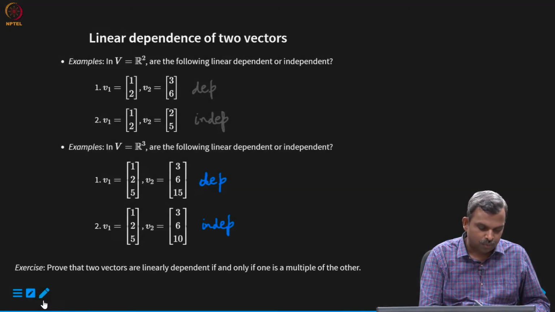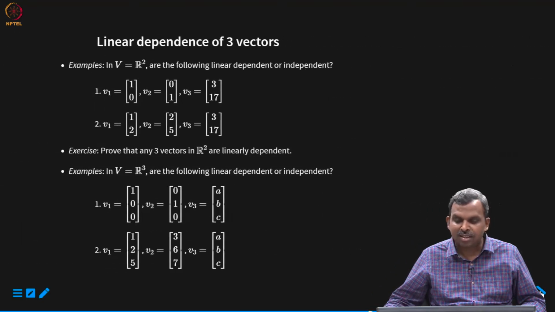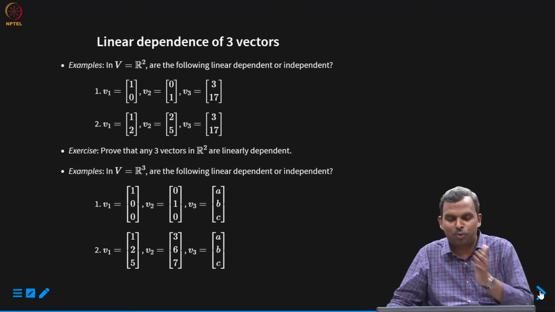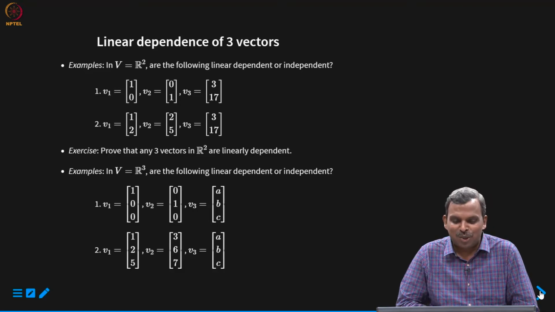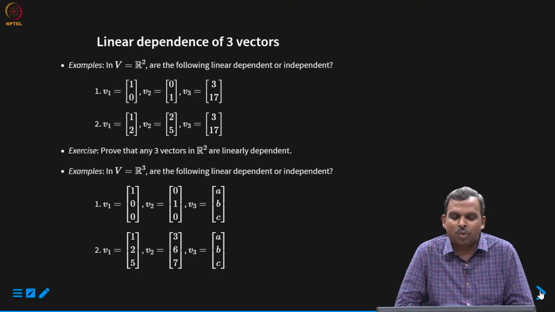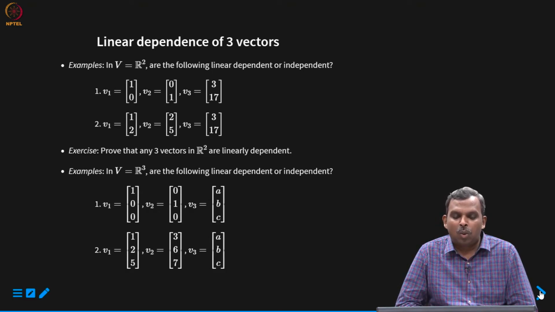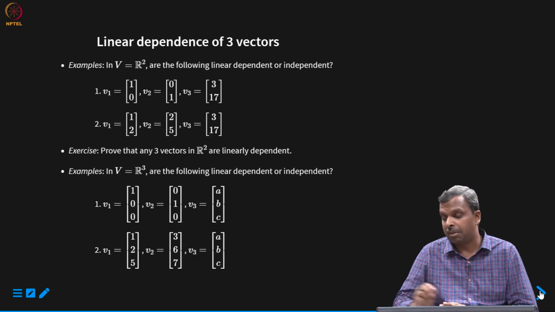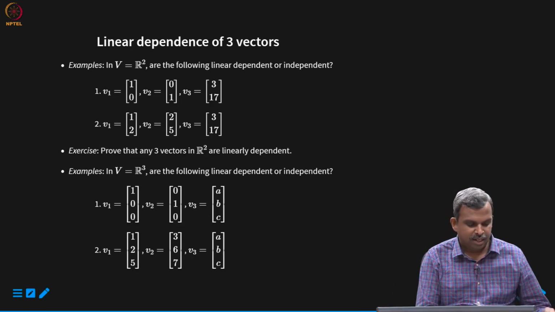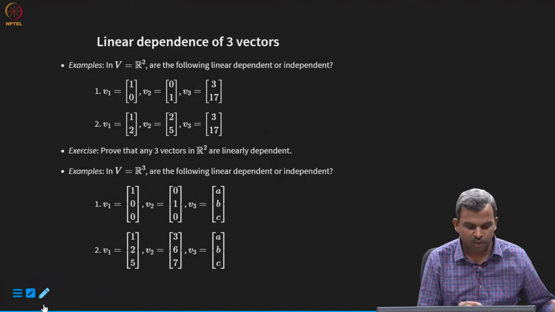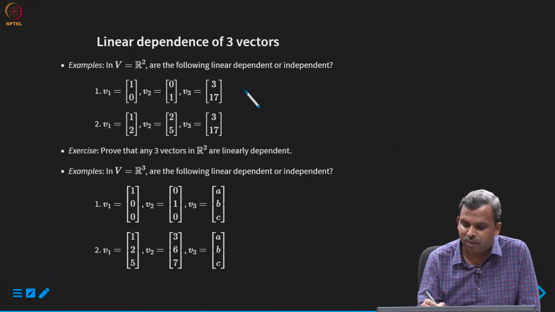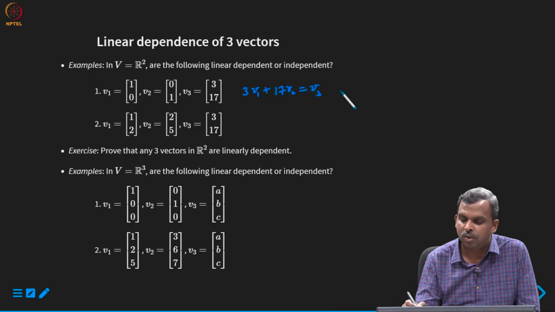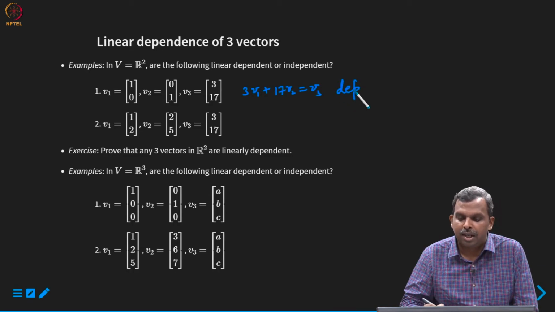Let's go to the next non-trivial case, which is three vectors. So from 2 proceed to 3. Let's go to R2 and then ask this question. Look at the first example, (1, 0), (0, 1) and (3, 17). Are these linearly dependent? You think about them for a while. It's not difficult to see that 3 times V1 plus 17 times V2 equals V3. So these are linearly dependent.